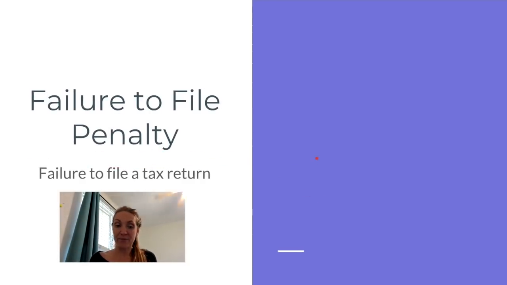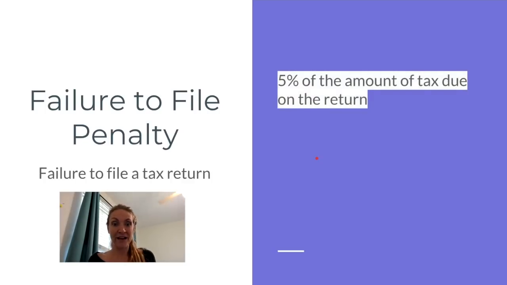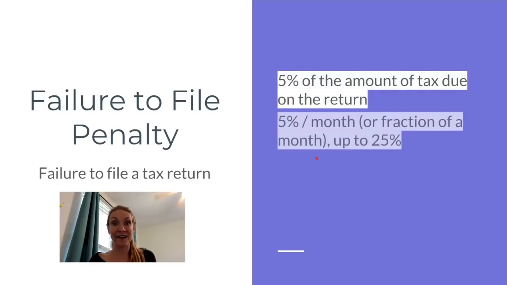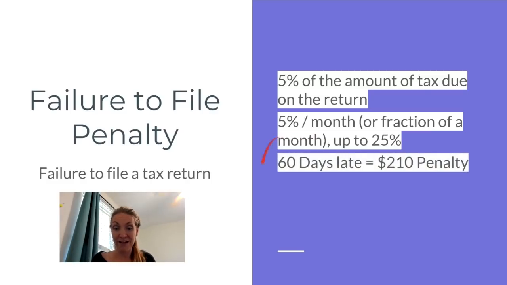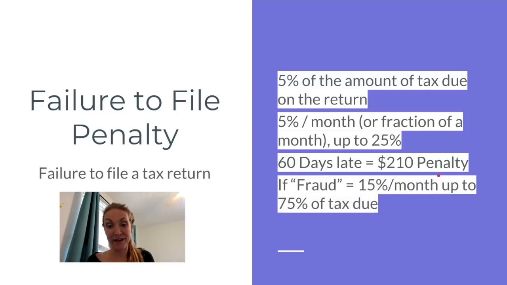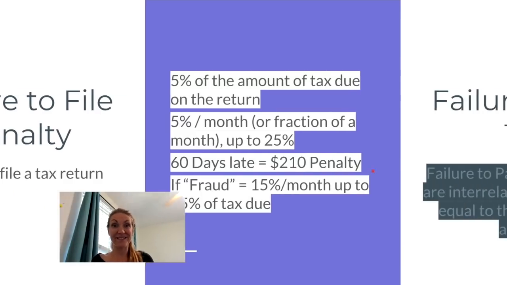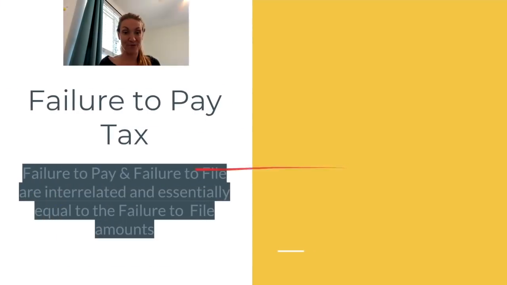Failure to file penalty. So if you don't file a tax return, 5% of the amount of the tax due on the return is your penalty. And that comes out to 5% per month or portion of a month up to 25%. And once you're 60 days late, that's an automatic $210 penalty. Now, if you are doing this intentionally and fraudulently to evade taxes, then it increases to 15% a month up to 75% of tax due.